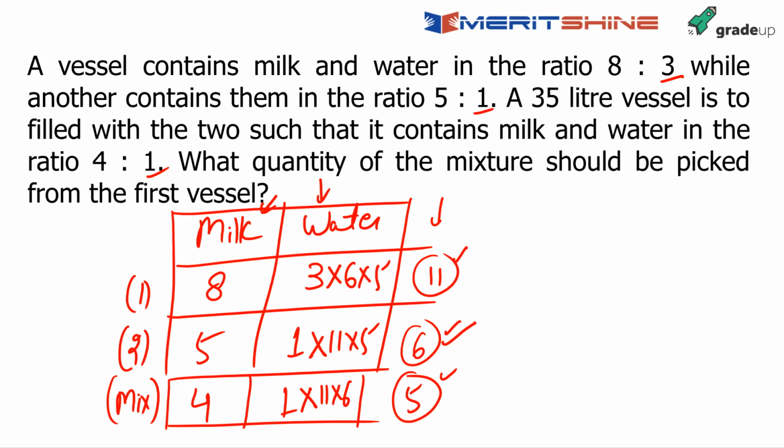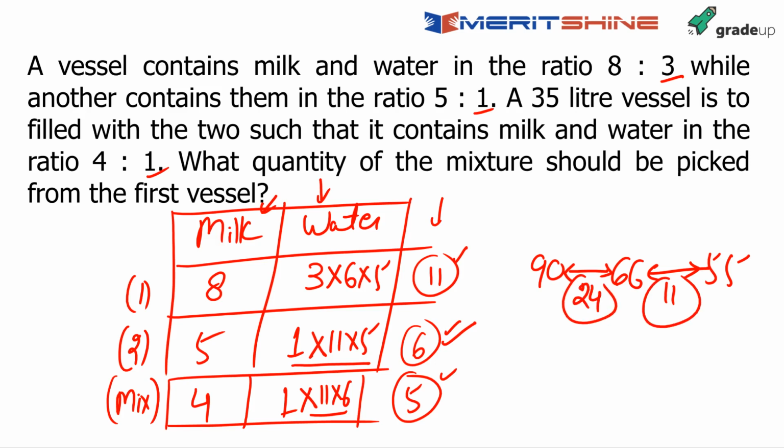3 into 6 into 5, this is 90. Fine, 1 into 11 into 5, that's 55, and 1 into 11 into 6, 66. What is this difference? This difference is 11, and this difference is how much? This is 24, 34. This is 24. Fine. So the ratio would be 24 is to 11.